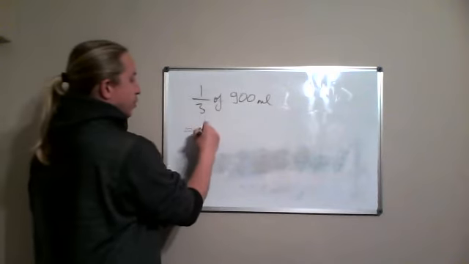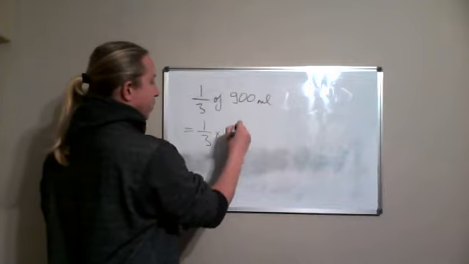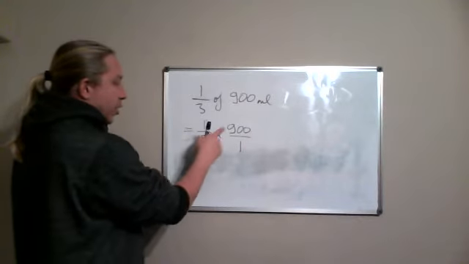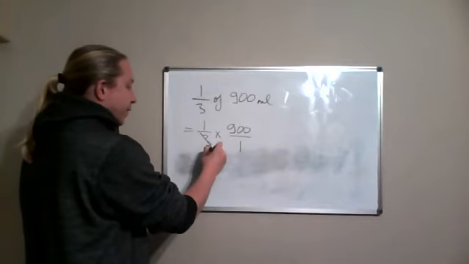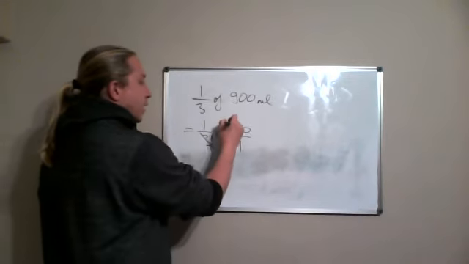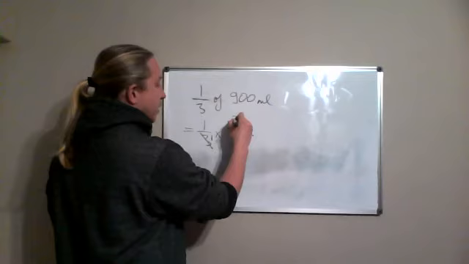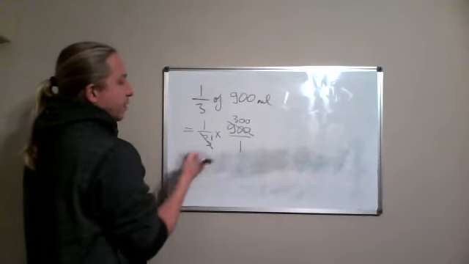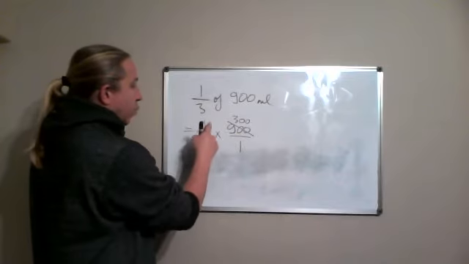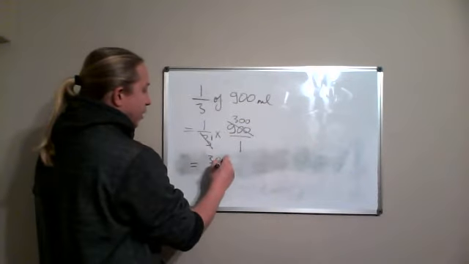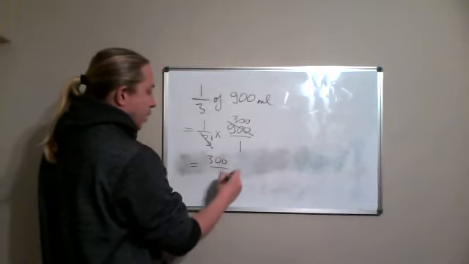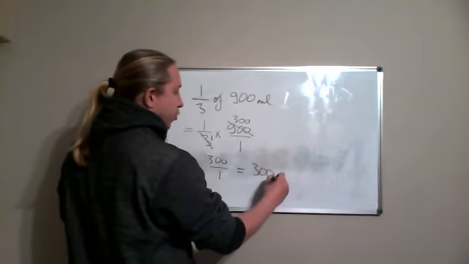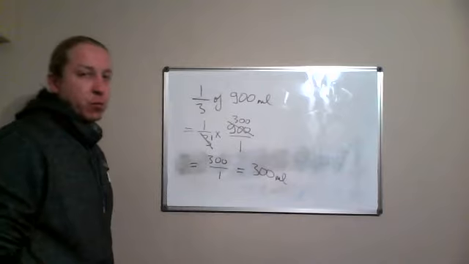Okay, that equals 1 over 3 multiplied by 900 over 1. Does 3 go into 900? Yes. We divide that by 3, we get 1. Divide that by 3, we get 300. Okay, 9 by 3 is 3, add the zeros. Now, 1 times 300 is 300, over 1 times 1 is 1. 300 over 1 is just 300. 300 what? Milliliters of water.